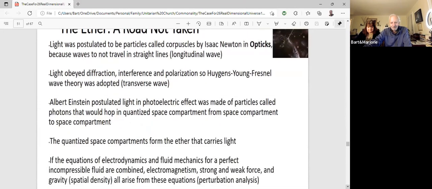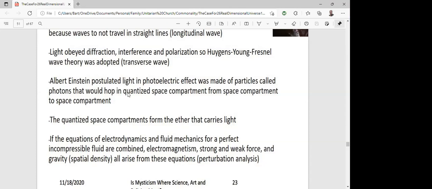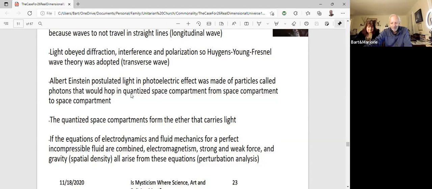And it also led to a road that wasn't taken by the physicists, which was that space itself is probably providing the medium for the photons to hop as light propagates. And the end result was that there's an ether there that actually makes up all of space. And if there is an ether, then we could go back to Maxwell's equations and extend them using notions of fluid mechanics for a perfect incompressible fluid.